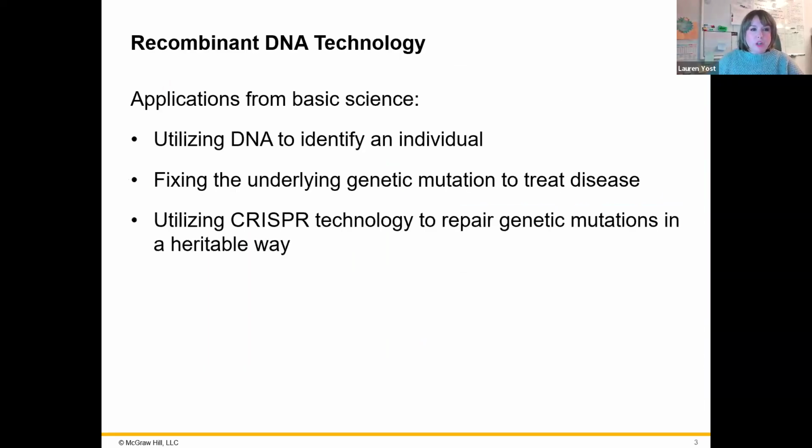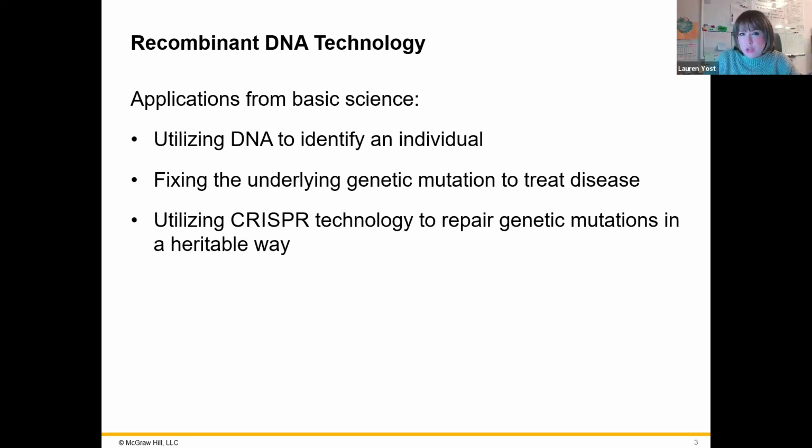First, we'll start off with discussion about recombinant DNA technology. This is basically anything where we're using DNA for investigative purposes. So either identifying an individual, identifying genetic mutations associated with disease, fixing those mutations, changing them, or investigating them on a molecular level using other organisms as basically a platform for studying those genetic mutations.